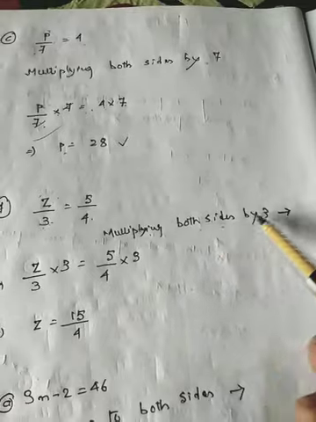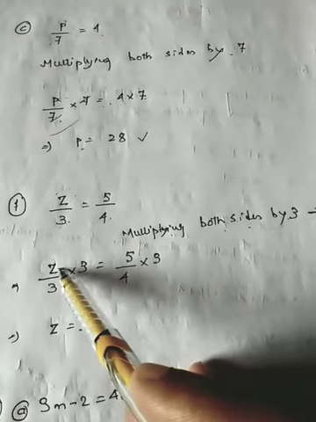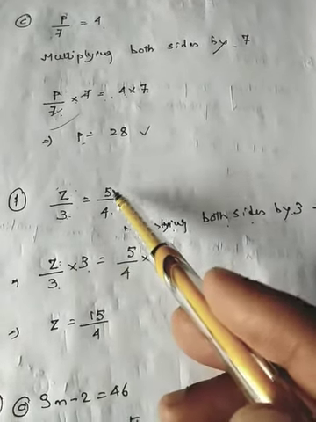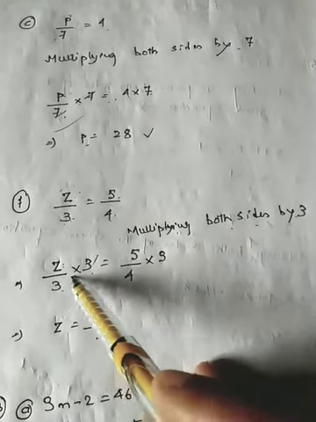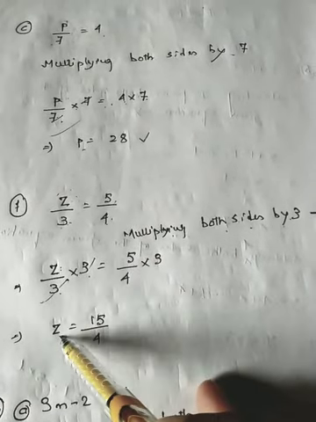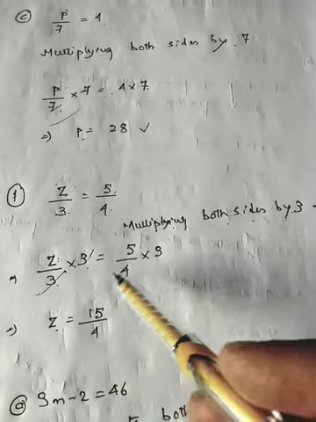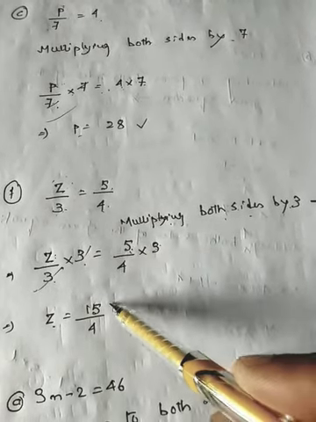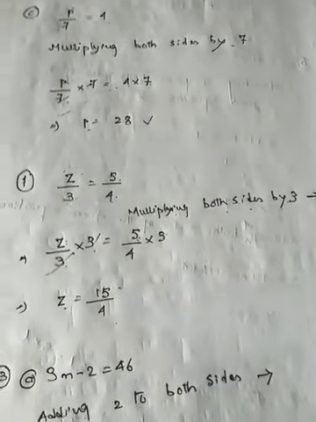So multiplying both sides by 3. If we do it, it will look like Z upon 3 into 3 equals 5 by 4 into 3. So this 3 will be reduced. Z will remain on the left hand side, and if you multiply this, 5 3s are 15 upon 4. So Z is equal to 15 by 4.